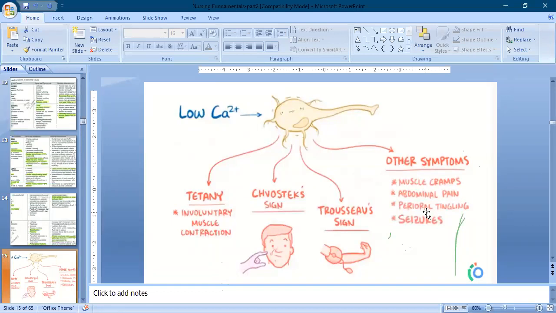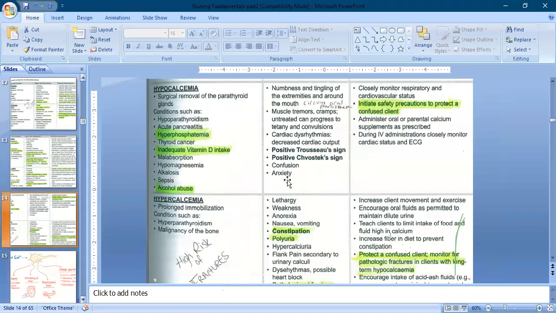So when your patient has hypocalcemia, how do we take care of them? Increase foods high in calcium, or provide supplements. Initiate safety precautions to protect the confused client. And also administer oral or parenteral calcium supplements.